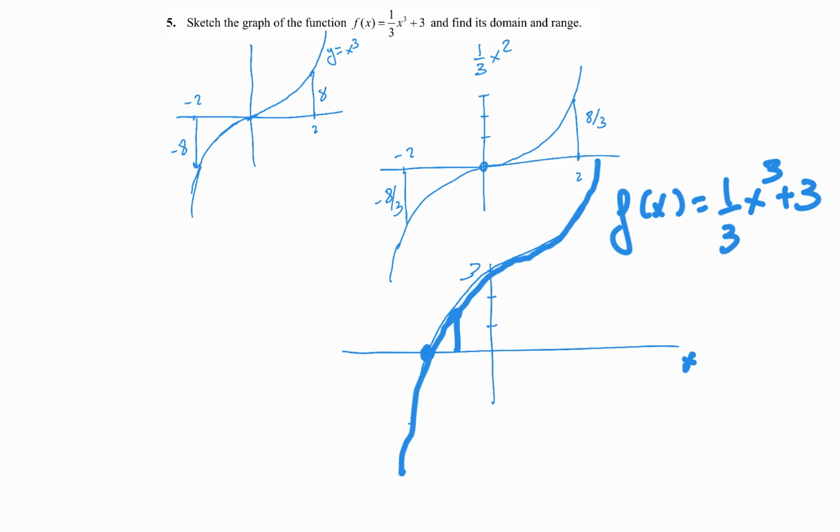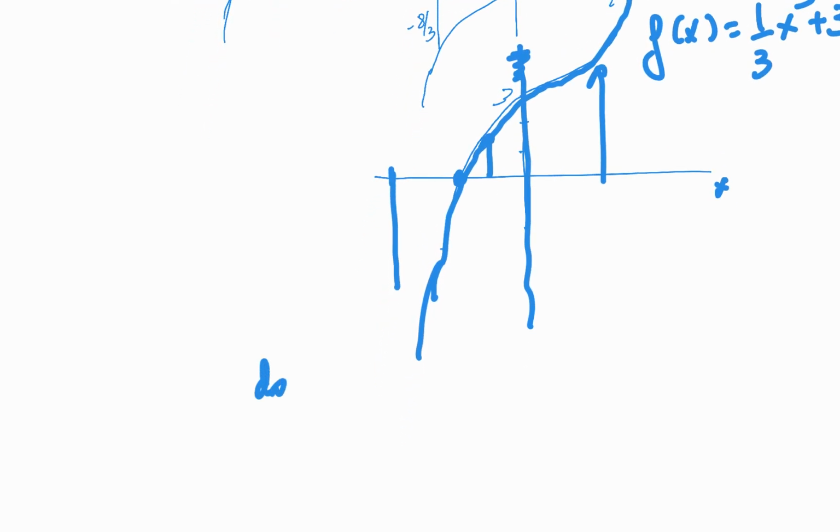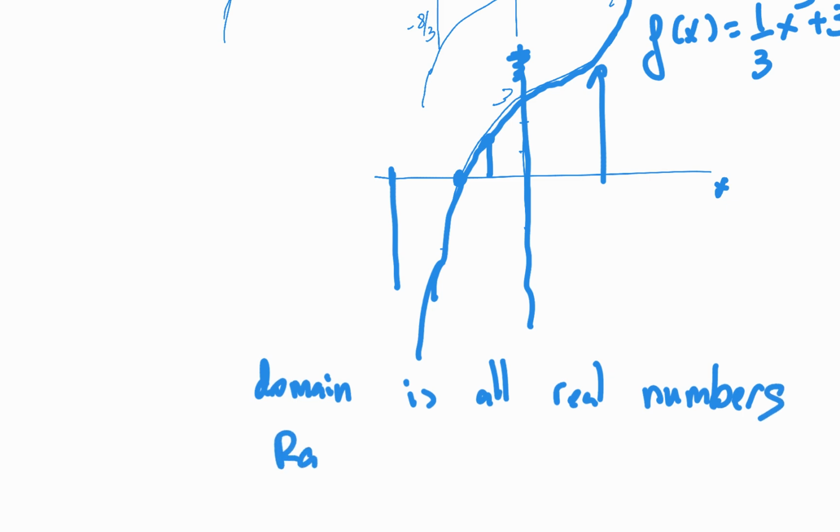What is the domain? The domain is all real numbers. Any real number will have a value y. What is the range? The range is all real numbers also. You can arrive at any y. So the domain is all real numbers, and the range is all real numbers.